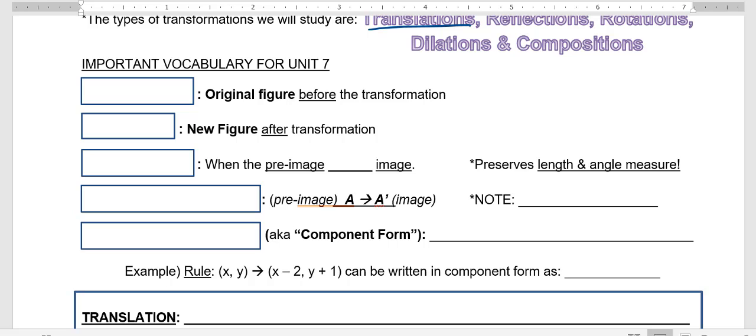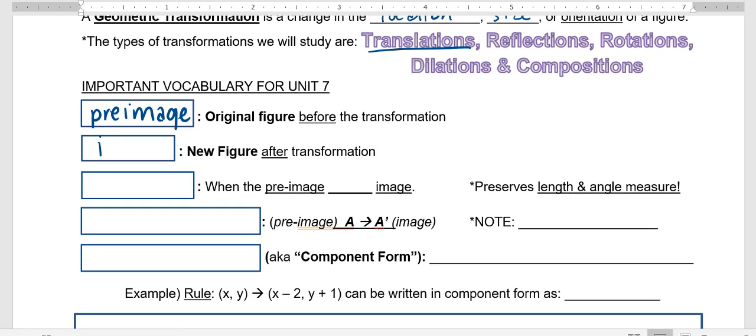The pre-image is the original image before any type of transformation happens. And then our image is our new figure after some sort of transformation has occurred.